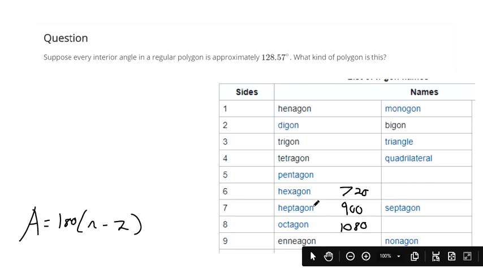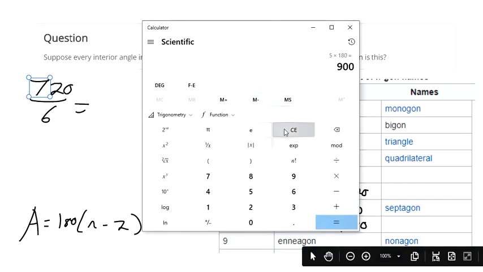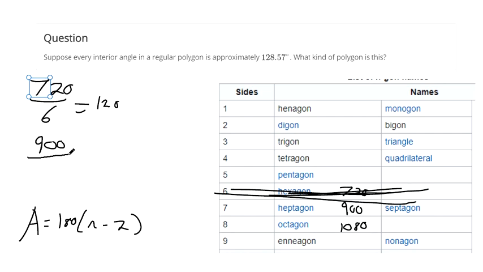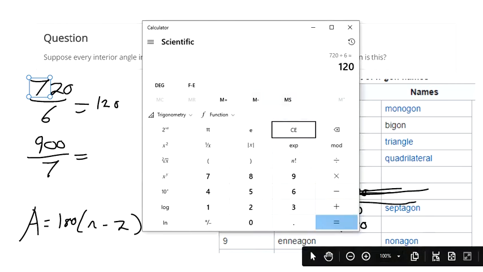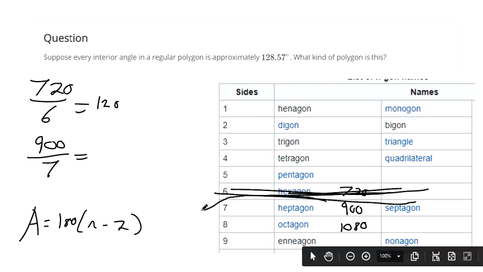Okay, so to find the angle measurements for a hexagon, each angle is 720 divided by 6 in a regular hexagon. Not all hexagons have to be regular, but in a regular hexagon, all the angles are the same. So every angle in a regular hexagon is 120 degrees. That's not the one we're looking for. In a heptagon, we got 900 degrees, 7 sides, so if you divide that, it makes 128. Oh, that's our winner, right? 900 divided by 7 gives us 128.57 degrees for each angle. So we're dealing with a heptagon, or according to Wikipedia, a septagon also works. I don't know.